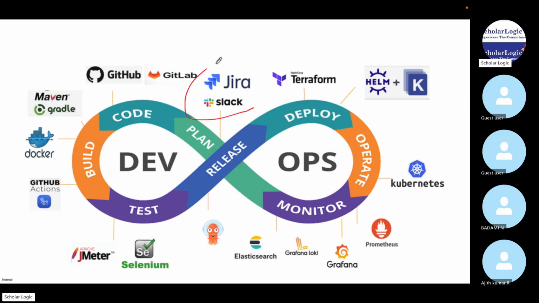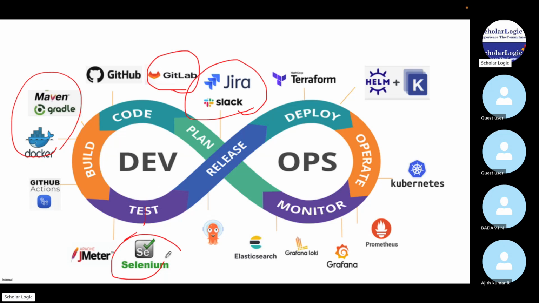This is a tool chain introduction. Jira for planning, GitLab for CI/CD and coding. For build, Docker, Maven, and Gradle. For testing, we go with JMeter and Selenium. It is mostly used by the testing team or the QA team.